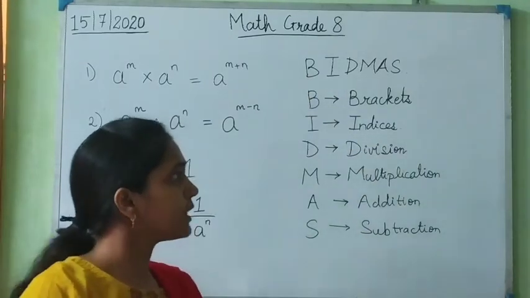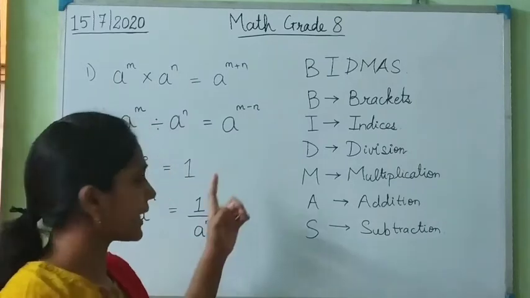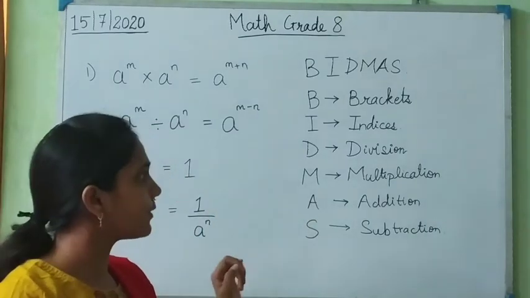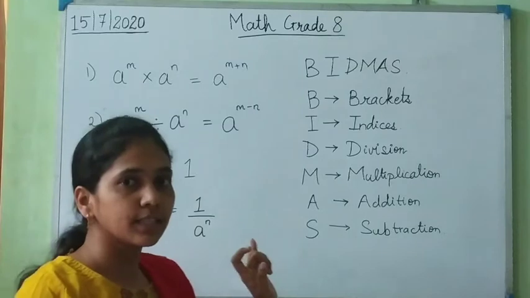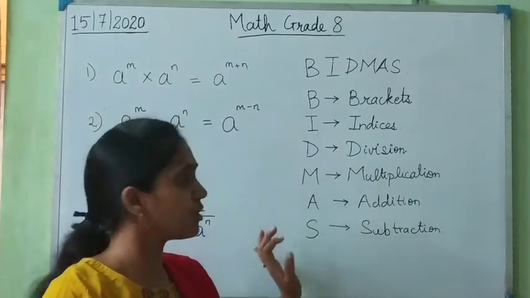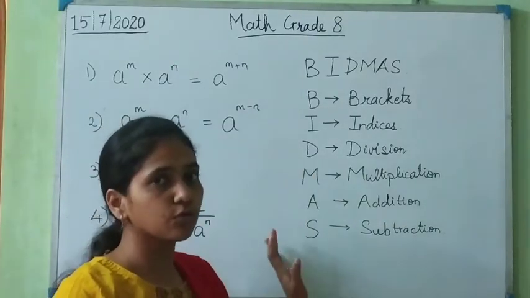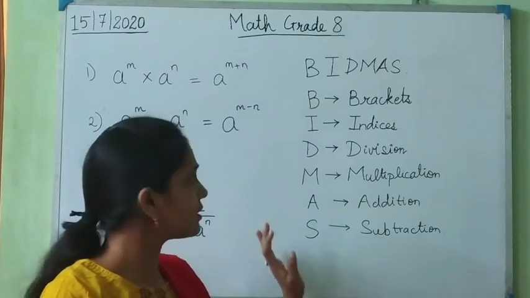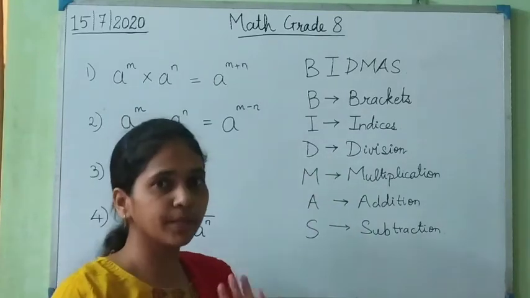Okay, so now we will see a few examples based on the third and the fourth law of indices, and after that we will see a few simplification sums, how to simplify sums according to the BIDMAS rule. Okay.